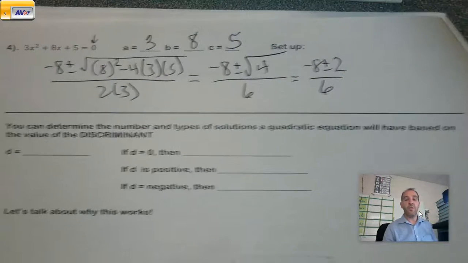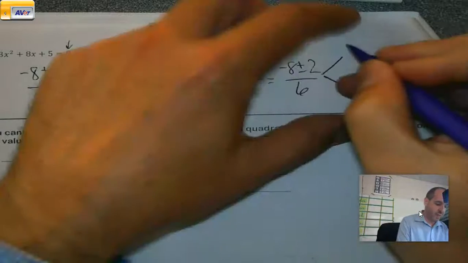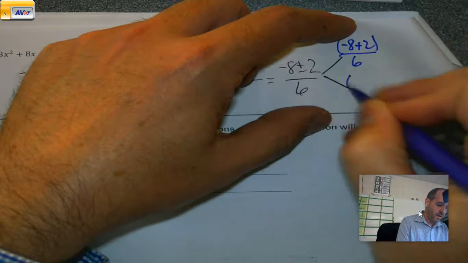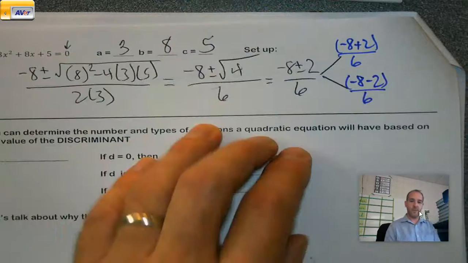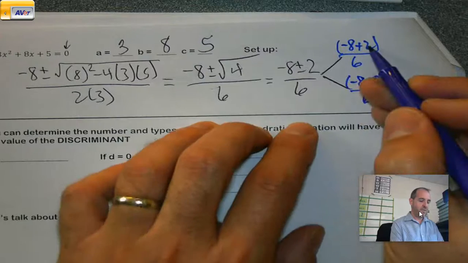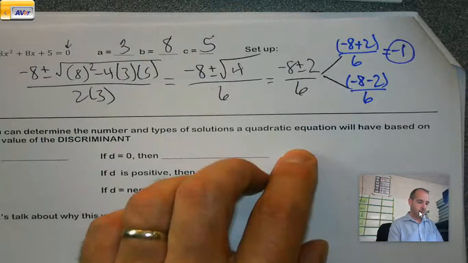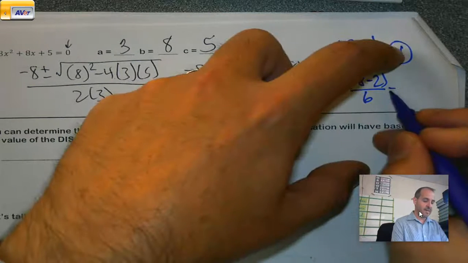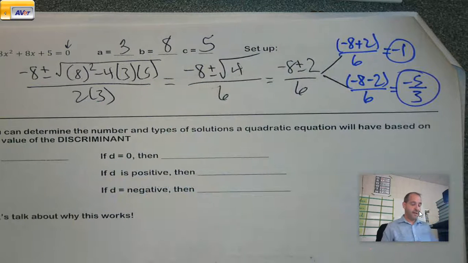And again, if all the radicals disappear, there is no reason I can't get to a final answer. Now, I may use my calculator to do a little bit of work here, but let's see. Negative 8 plus 2 is negative 6, divided by 6 is negative 1. Negative 8 minus 2 is negative 10. Negative 10 over 6 is going to reduce to negative 5/3. Okay? So that's our quadratic formula.